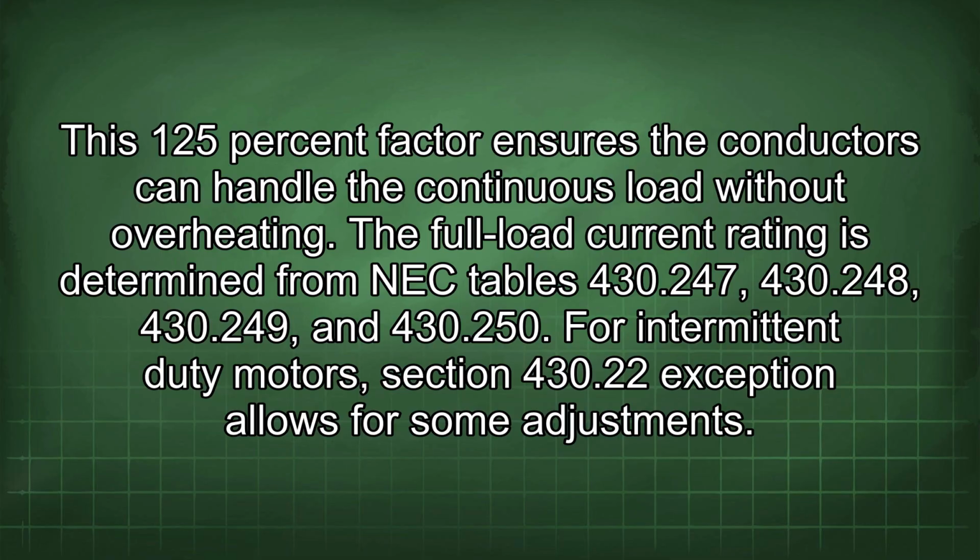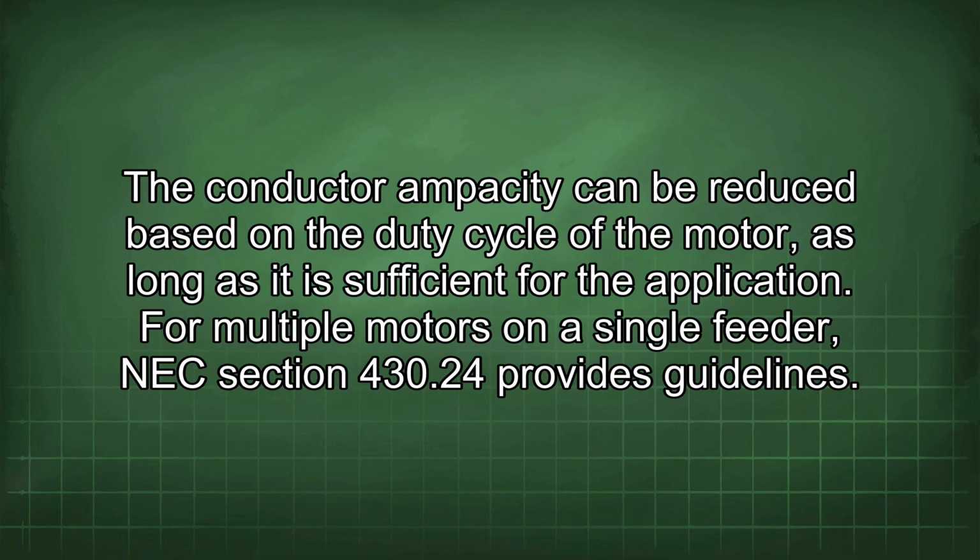The full load current rating is determined from NEC tables 430.247, 430.248, 430.249, and 430.250. For intermittent duty motors, Section 430.22 exception allows for some adjustments. The conductor ampacity can be reduced based on the duty cycle of the motor, as long as it is sufficient for the application. For multiple motors on a single feeder, NEC Section 430.24 provides guidelines.